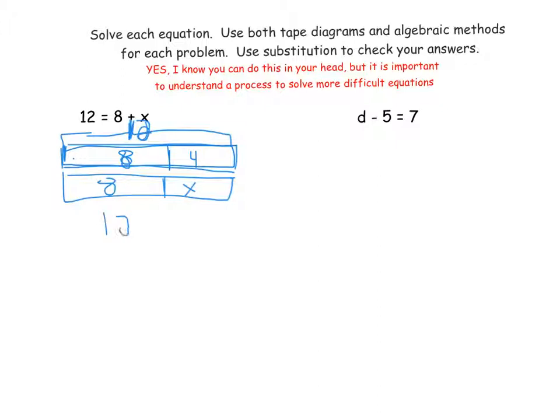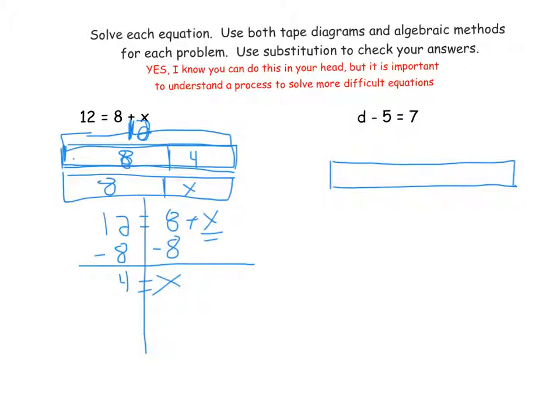So we would show that algebraically, 8 plus x, we want this on a side by itself. So we have to do whatever is going to help us get this 8 to 0. And we know that we have to subtract 8 or add the opposite, so the additive inverse. So 8 minus 8 is 0. So now I'm just left with x over here. And 12 minus 8 is 4. So we worked backwards.